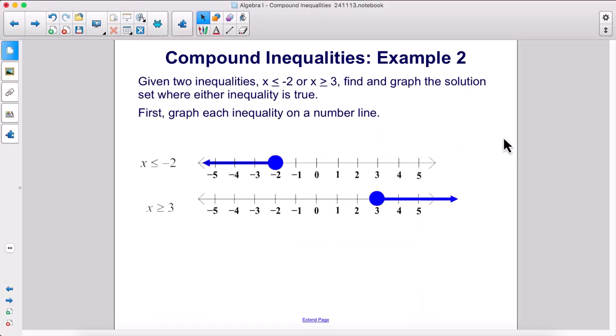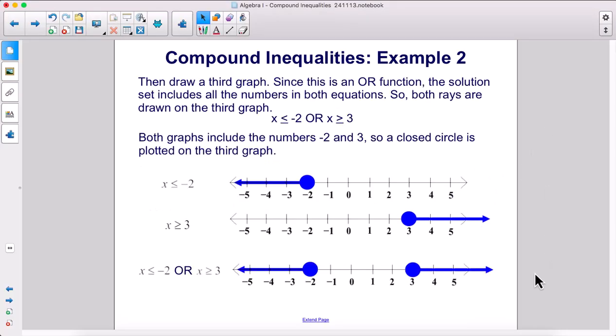Given two inequalities, x is less than or equal to -2, or x is greater than or equal to 3, find and graph the solution set where either inequality is true. First, graph each inequality on a number line, shown here. Then we draw the third graph. Since this is an OR function, the solution set includes all the numbers in both equations, so both rays are drawn on the third graph.